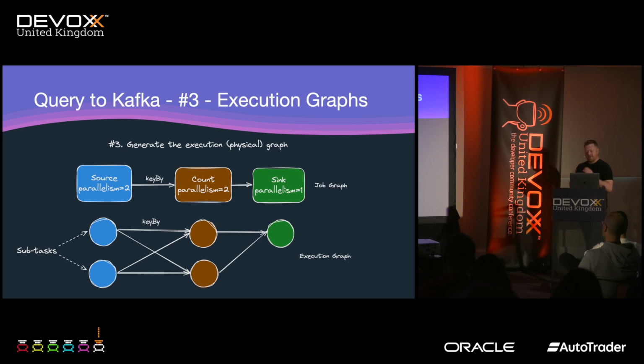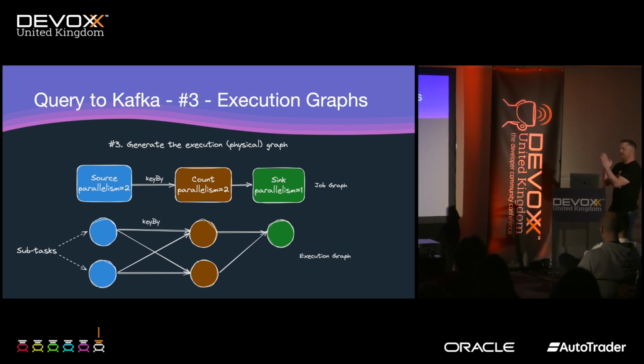You can think of each of these circles as a thread, basically. So in Java, you're going to have 5 threads. There's some caveats, but 5 threads. We call these subtasks. Data flows from left to right.